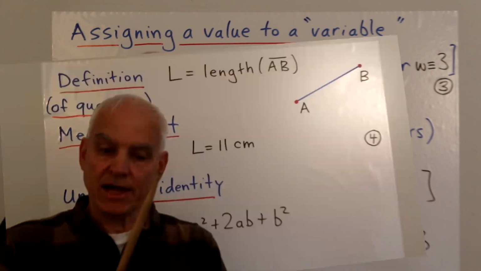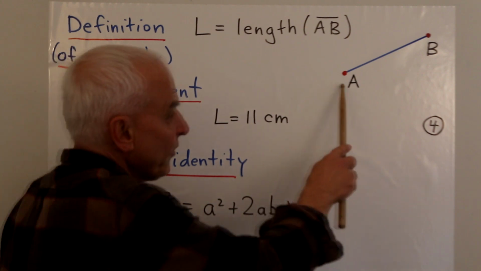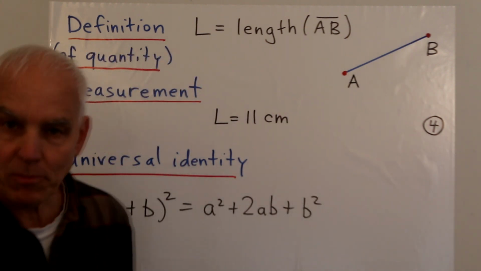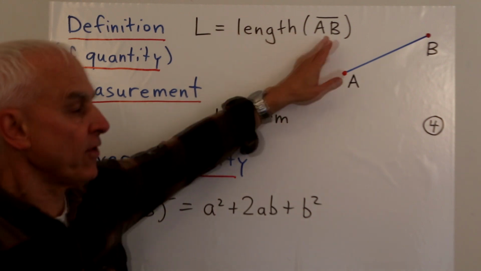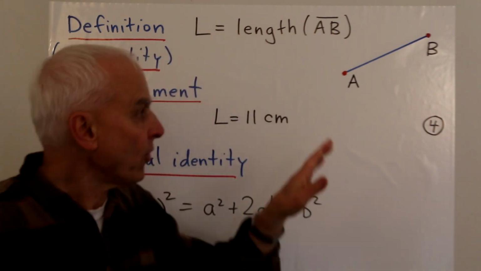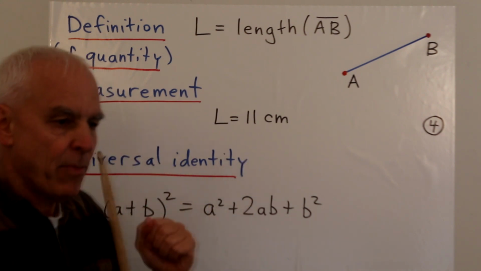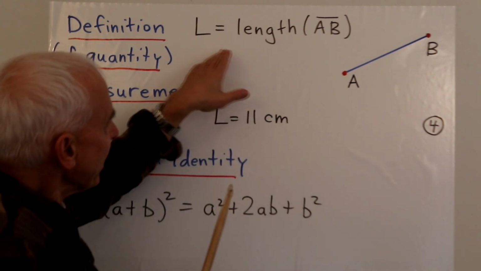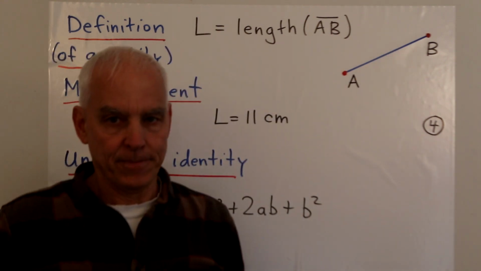Another usage as a definition, in this case of a quantity. So here's a segment from a point A to a point B, and we could define L to be the length of this segment AB. So in this case, this equal sign is an assignment again, but it's assigning this quantity to the letter L.